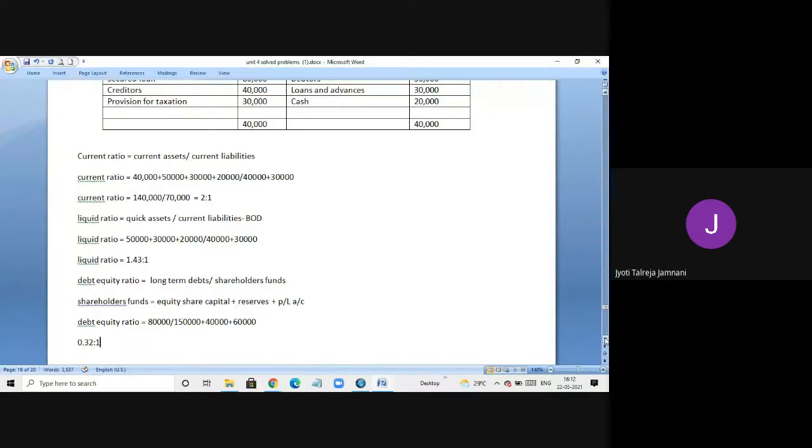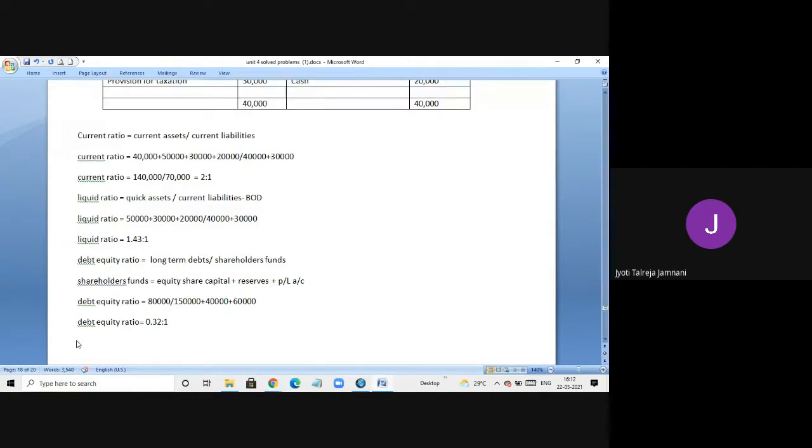That is 0.32 to 1. That means for every 1 rupee equity capital, or for every 1 rupee of shareholders' money or contribution, we have 32 paise loan. So the company has more of their own capital. If they are putting 1 rupee of their own capital, they are borrowing 32 paise. So in the debt equity ratio, the debt proportion is less as compared to the equity proportion, which is more.